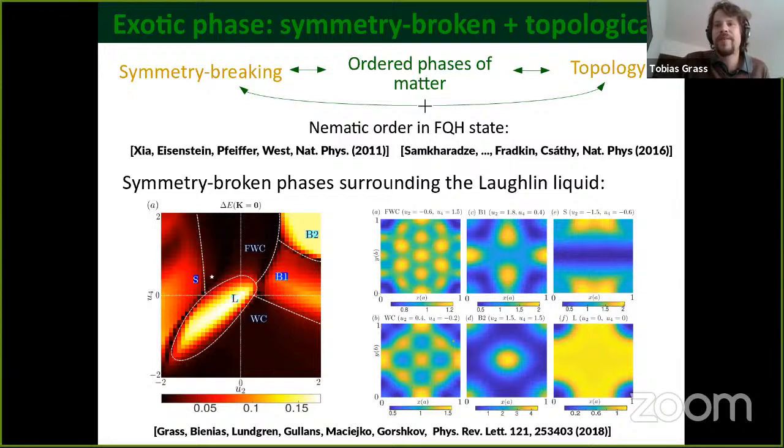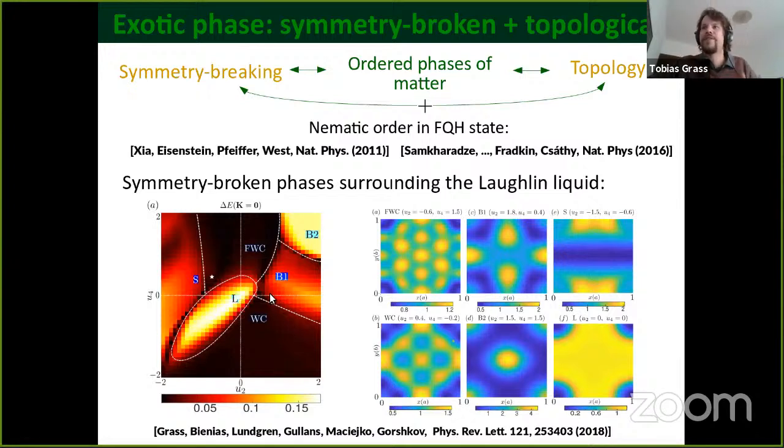So we have been looking at this with the people from Gorshkov's group in Maryland, who really know very well how to use Rydberg dressing to do engineering of interactions in such systems. And in particular, they can then engineer the Haldane pseudopotentials, which characterize the shape of the interactions in the quantum Hall regime. And so as we go from a system which, if you have only contact interactions, so this is here where both U2 and U0, U4 are zero, then we have the Laughlin liquid.